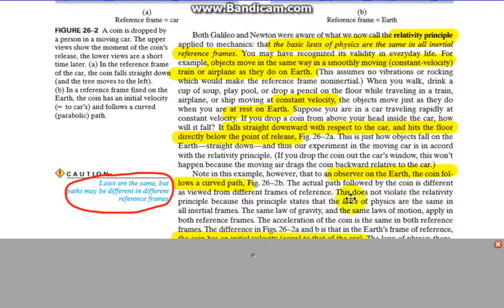The actual path followed by the coin is different as viewed from different frames of reference. This does not violate the relativity principle, because this principle states that the laws of physics are the same in all inertial frames.